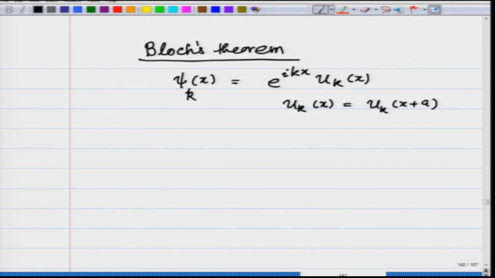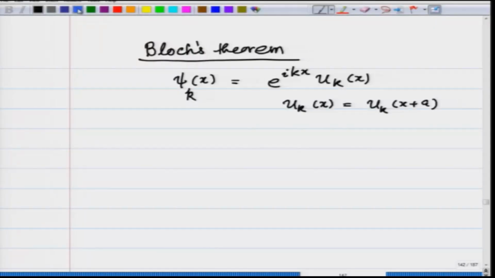Now, this is the form of the wave function. This is mathematically proved, and I argued it from the symmetry that if you move the lattice by its periodicity, nothing really changes in the system. From that we argued and then we proved Bloch's theorem. Now, I am going to take a slightly different route and build up to it again.